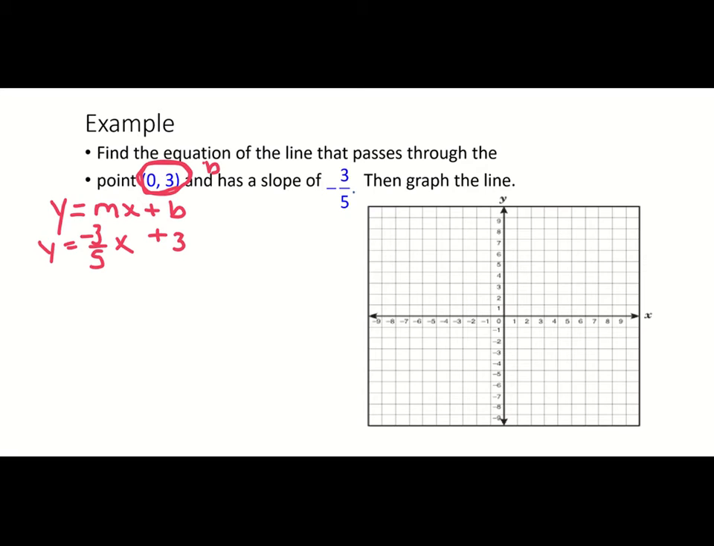Now, they want us to graph it. We did this in the last section, remember? You can graph an equation by starting off. We got the y-intercept, so that's my first ordered pair, 0, 3. So I'm going to plot that right here. My slope is negative 3/5, so I am going to go down 1, 2, 3, and then over 5. And I always run to the right, 1, 2, 3, 4, 5. So right there, my next ordered pair.